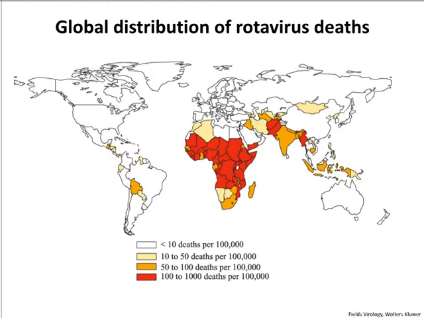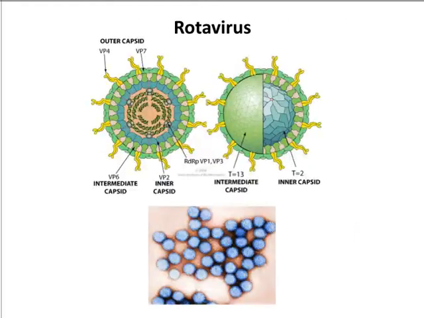Here's the global distribution now at the moment of deaths. We have used a vaccine in the US, which has pretty much eliminated rotavirus deaths, so we have less than 10 per 100,000. But you see, a number of countries still have a huge burden of rotavirus lethality. And there are some vaccines, as you will see, and these are being used extensively. So in a number of years, these should all go away. There's absolutely no reason for them any longer.